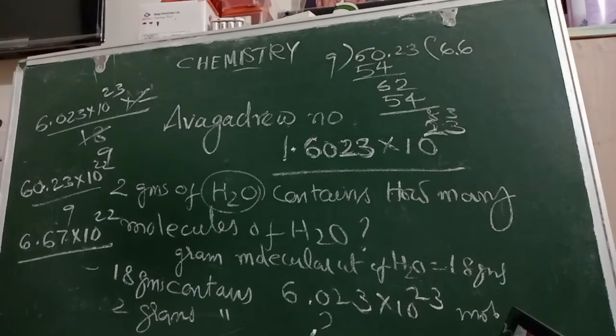So 6.67 into 10 power 22 molecules present. You can understand? 6.67 into 10 power 22 molecules of what? Water present in that 2 grams of water.